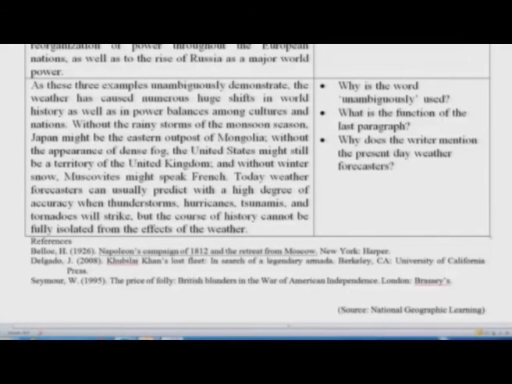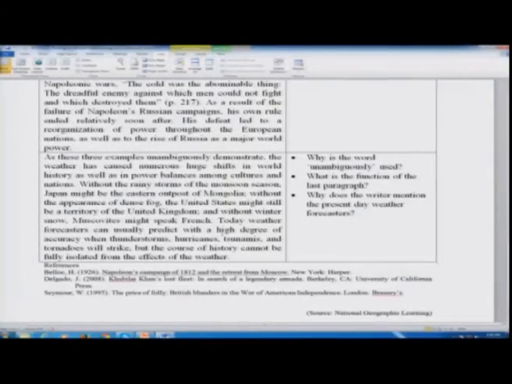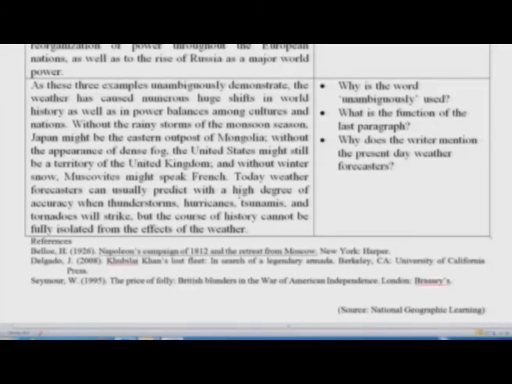Why does the writer mention here the present day weather forecasters? Here the writer brings these things towards the end to say that now things have changed and we can predict. So, one might think they are not going to have significant effect, but the writer here says the course of history cannot be fully isolated from the effects of the weather.